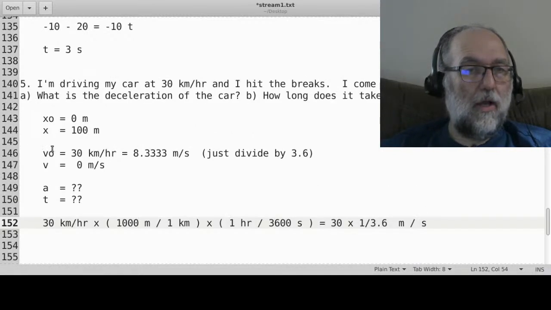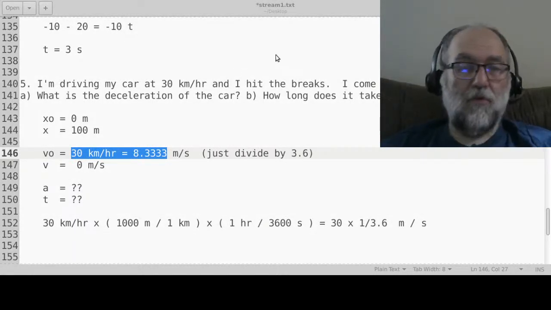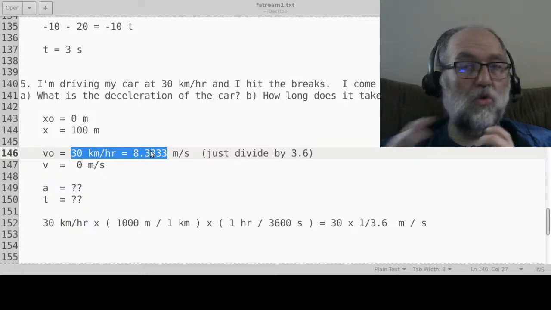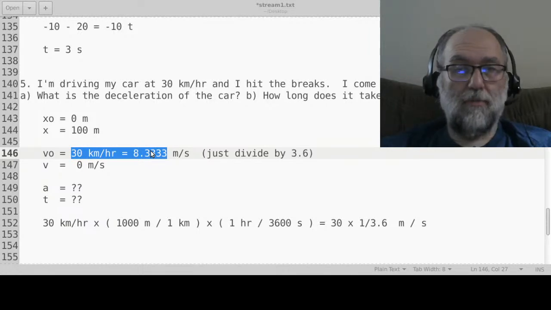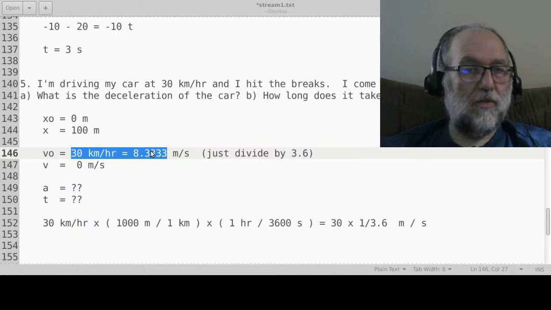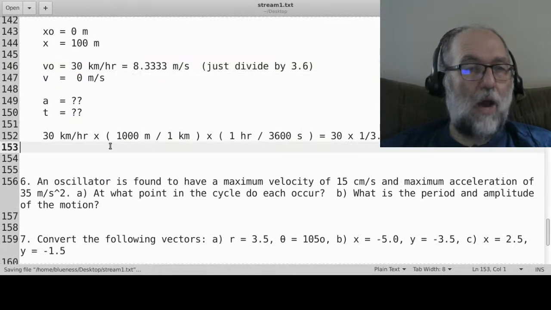And up here, 30 kilometers per hour, divide that by 3.6, it's 8.333 meters per second. I kept a few extra digits there. There's no danger in keeping extra digits while you're doing the problem, but the answers will always assume 3 significant figures. Okay, so what do I have here? I actually have 5 significant figures. Okay, all right, now what?